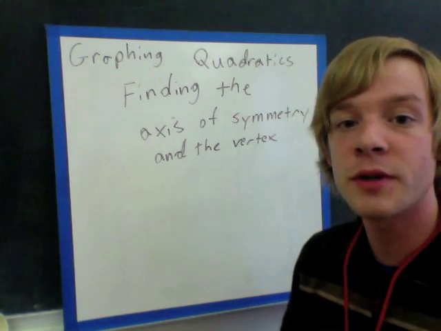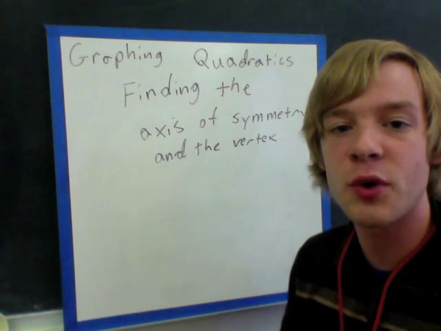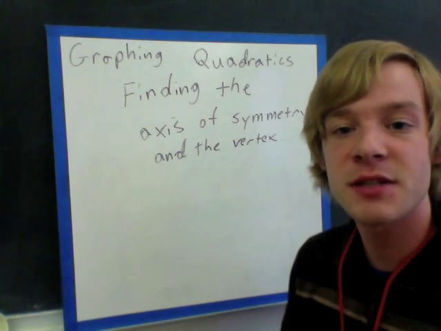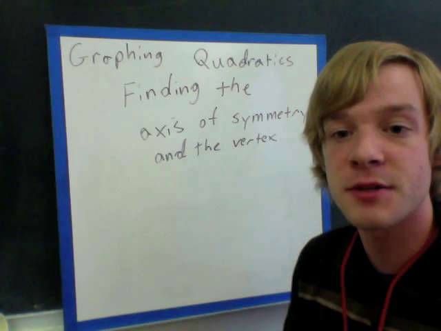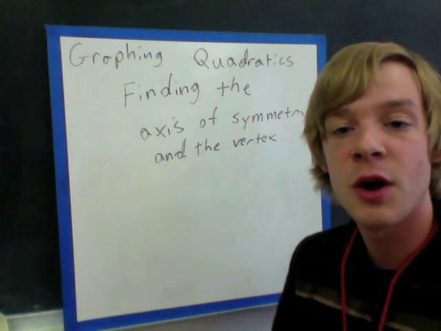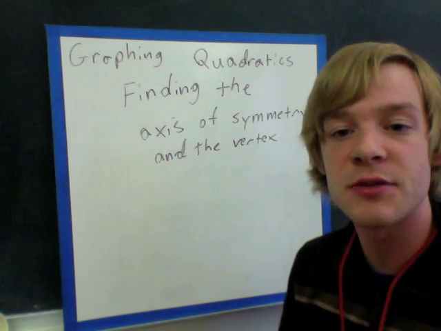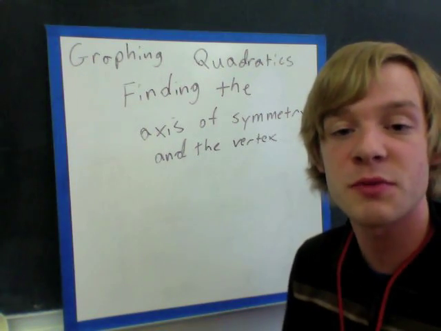Hi there, we are going to be taking a look at our first step for graphing quadratic equations. We're going to be finding the axis of symmetry and the vertex. So remember, the axis of symmetry is a line that reflects our parabola on both sides, and then the vertex is either the highest point or the lowest point on our parabola.